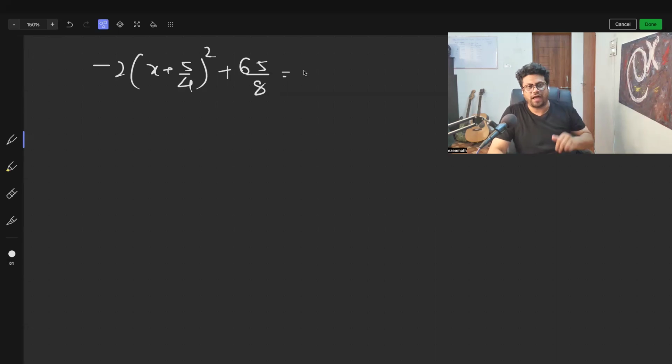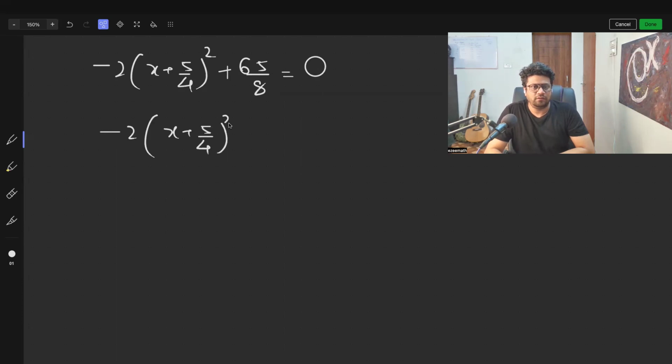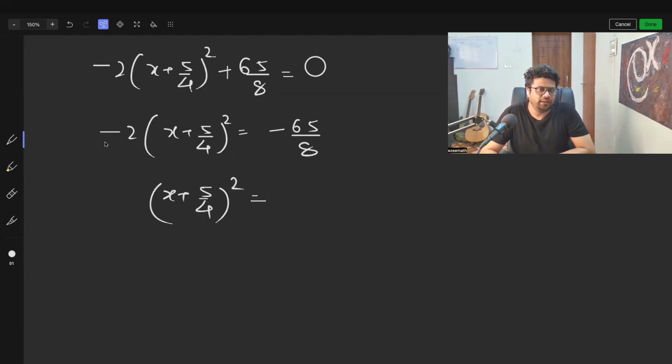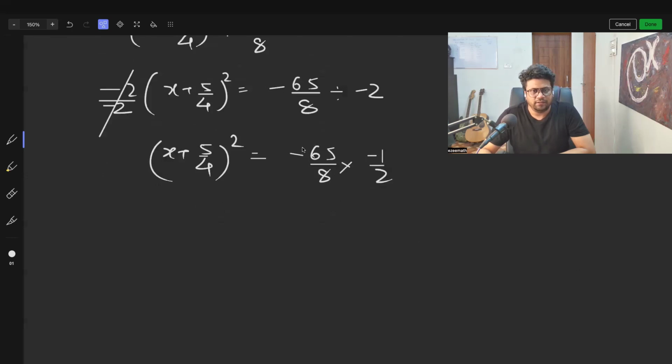Now for solving this, we're going to have to equate it to a 0. What happens next? You have a negative 65 by 8. Next, you divide both sides by a negative 2. This by a negative 2 and that by a negative 2. These two are going to turn into a positive 1. But this is going to turn into negative 1 by 2 when division turns into multiplication. The negatives would cancel out, and this would become x plus 5 by 4 square equals 65 by 16.